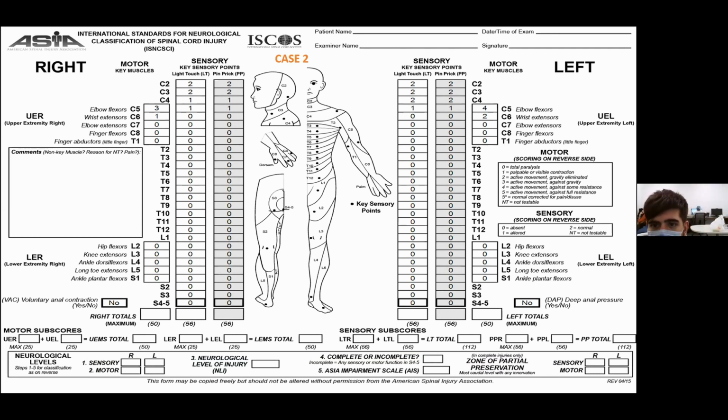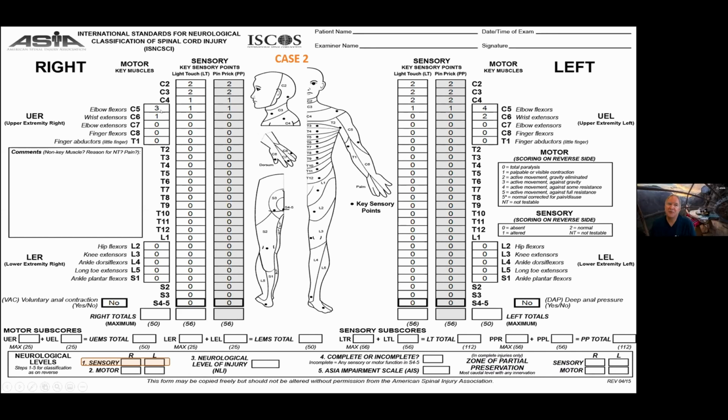Sounds good. So start off with the sensory level. The sensory level would be C3 on the left and C4. Oh, excuse me, C3 on the right, C4 on the left. Okay. And your motor level. We don't have one. You do. You have a motor level. C5.